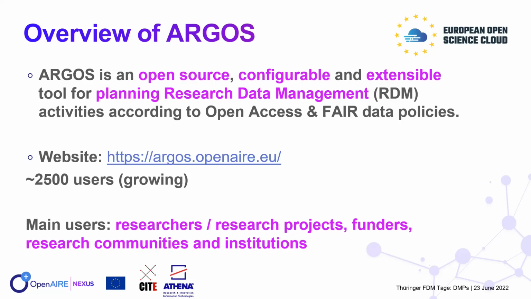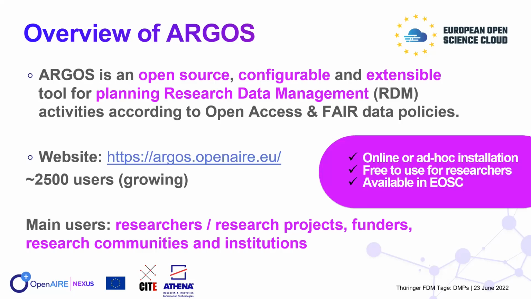The vision is that it will become the Google for science, but that's the vision, and we have just started building the EOSC. But Argos is part of the EOSC, so Argos is an EOSC resource. You can find it under the EOSC portal, which is the search engine, let's say, of EOSC. And Argos is an open source tool. It's based on an open source software called OpenDMP. It's configurable, extensible. You can find it and have your own instance in your institution if you feel like it, and also create your templates to meet your needs and satisfy your data management policies. You can find it at argos.opener.eu. It has a hugely, rapidly growing user base, more than 2,500 at the moment, and the main users are researchers and research projects, funders, research communities, and institutions.